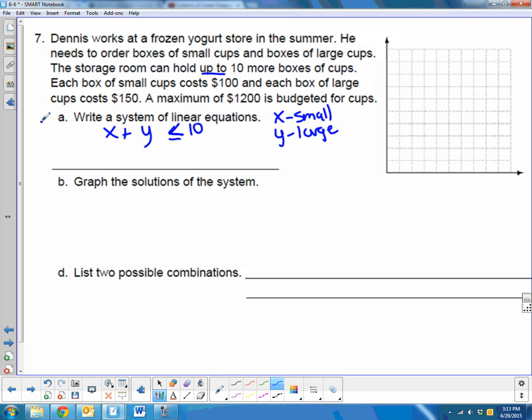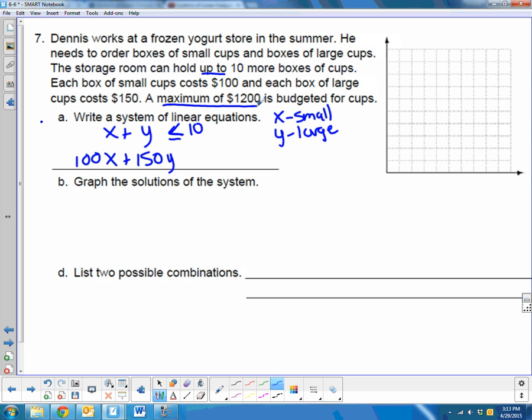Now we have some costs to worry about because, money. And so each box of small cups costs $100. So $100 for every box of small cups. Each box of large cups is $150. Okay? And we have a maximum of $1,200 to spend.